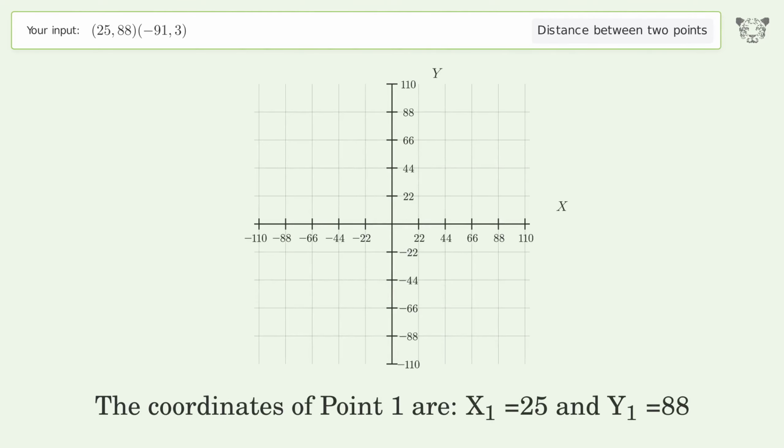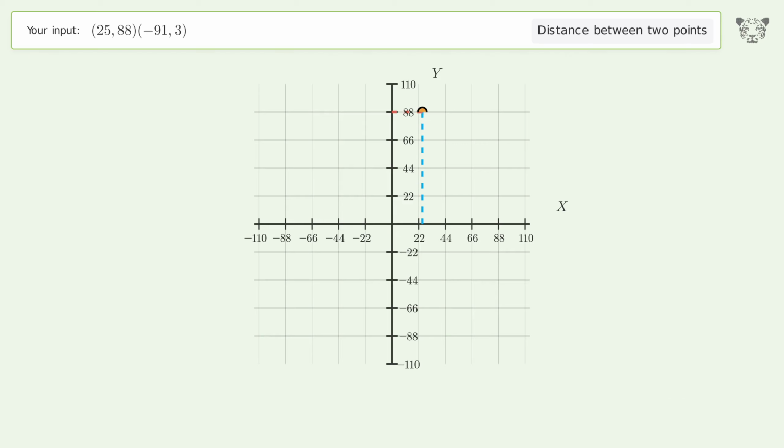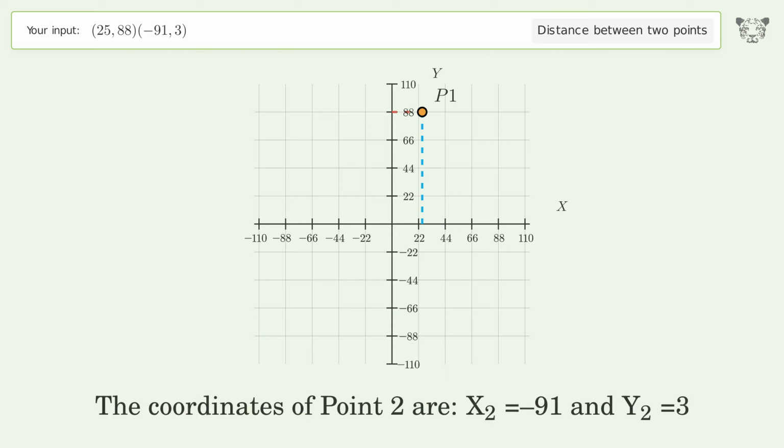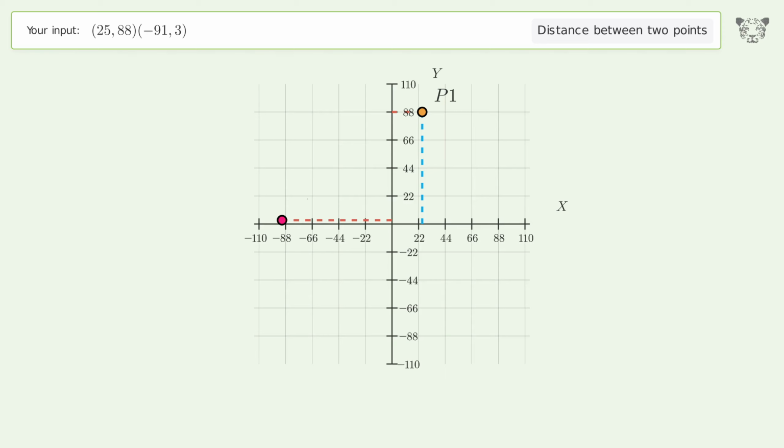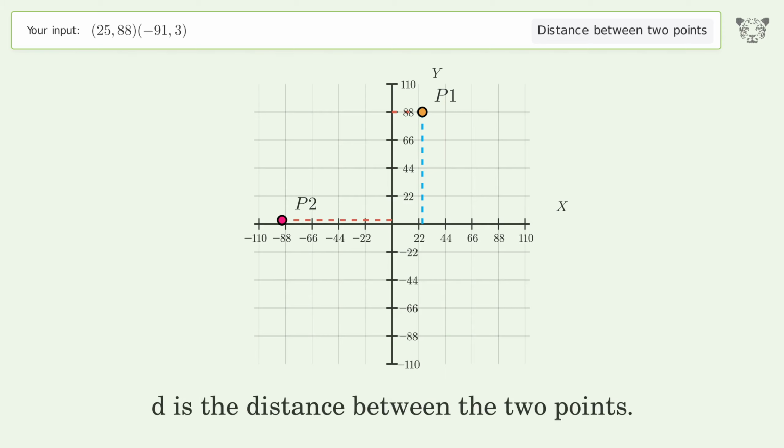The coordinates of point 1 are x1 equals 25 and y1 equals 88. The coordinates of point 2 are x2 equals negative 91 and y2 equals 3. D is the distance between the 2 points.